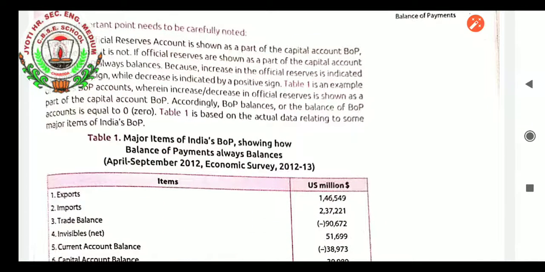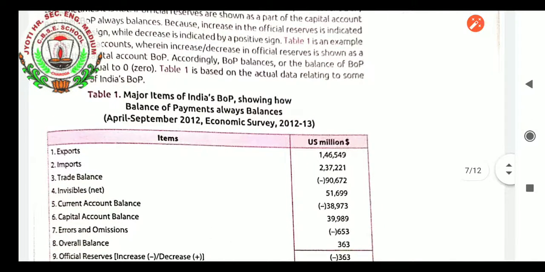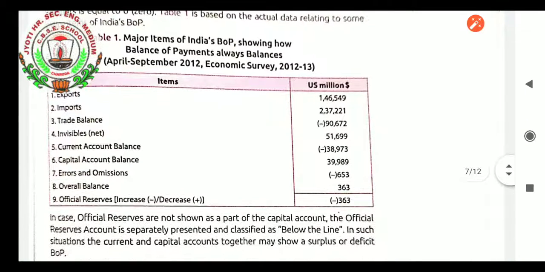Table 1 is based on actual data relating to some major items of India's balance of payment. Let us see the major items of India's balance of payment, showing how the balance of payment always balances. Here is the data for April-September 2012 from the Economic Survey. You can see the items: export, import, trade balance, invisibles, the same things we learned in the earlier question, then current account balance, capital account balance, errors and omissions, overall balance, and official reserves, which show whether it is an increase or decrease. The overall balance shows a positive 360, showing an increase in the official reserve, as we already solved in the last class.